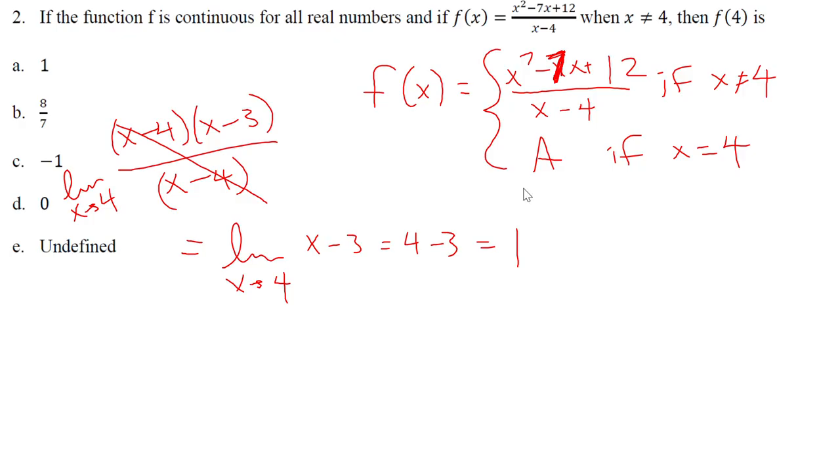Well, our function exists. It's equal to a at x equals 4. So the first criteria is met. The second criteria is that the limit has to exist as we approach 4. Well, it does. It equals 1. And the third criteria is that the value of the function, which is a, must equal the value of the limit, which is 1. And therefore we get answer choice A, which is that a must be 1.